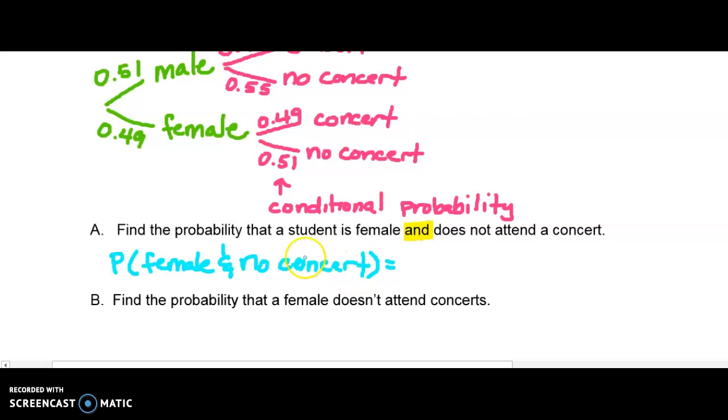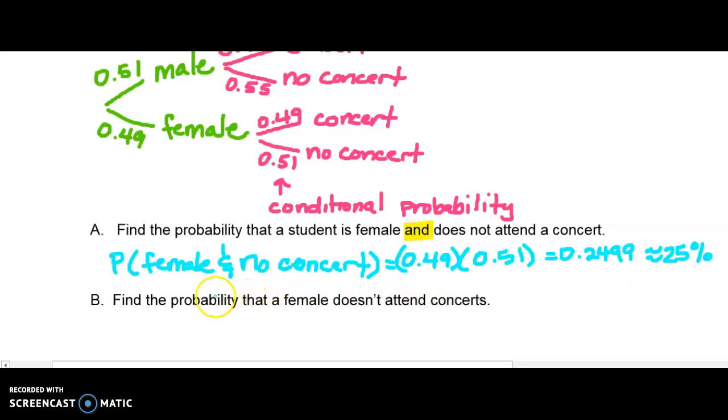Let's see here. So the probability of being female is 49%. And is multiplication. So the probability of being female is 49%, and not going to a concert would be the 51%. So we would multiply 0.49 times 0.51, and that would give us the total of 0.2499, so approximately 25% are female and don't go to concerts.